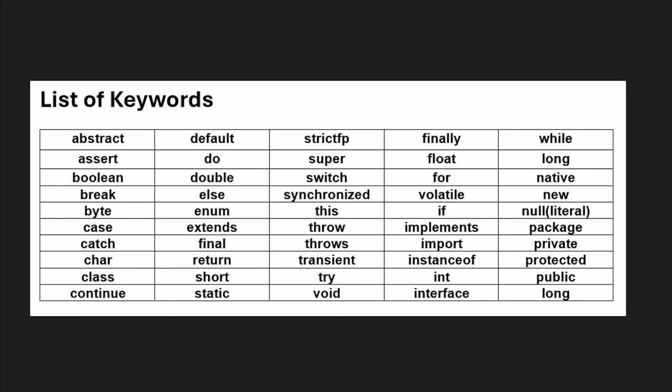Now, something you need to understand with keywords is that keywords are case sensitive. They cannot be used as variable names or names of variables. And right here you have the list of the common keywords. For example, you have abstract, assert, boolean, break, byte, and so on and so forth.